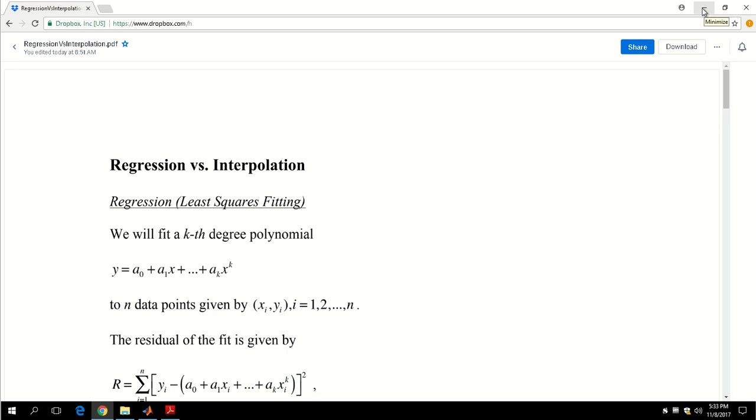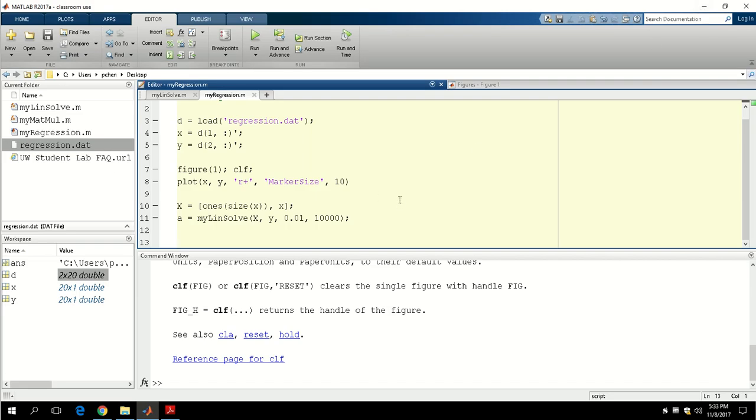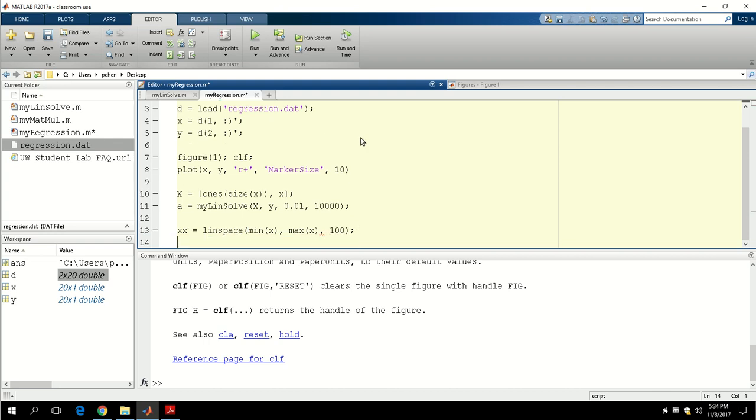So let's just explicitly discretize it. Let's construct the horizontal axis, and call it x-axis. X-axis is going to be a linspace, and we're going to use min of x vector to max of x vector. And then let's just give it like 100 data points or something. It doesn't have to be too many, as long as it looks like a line.